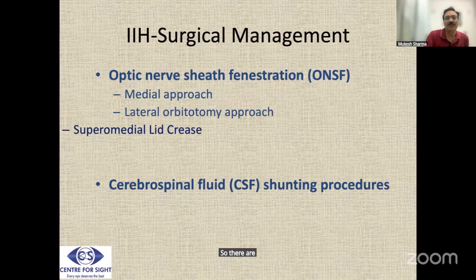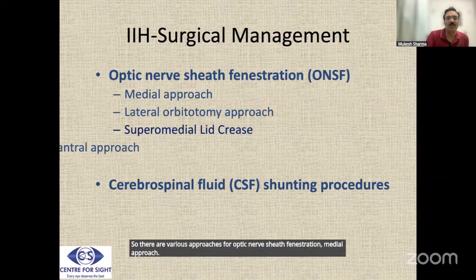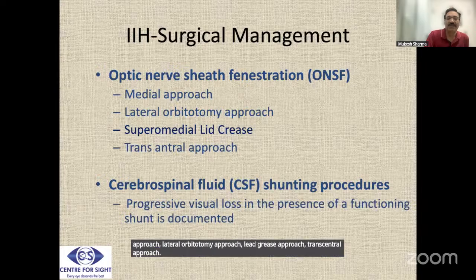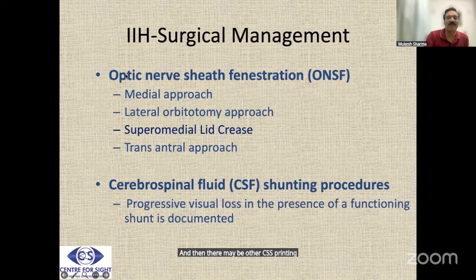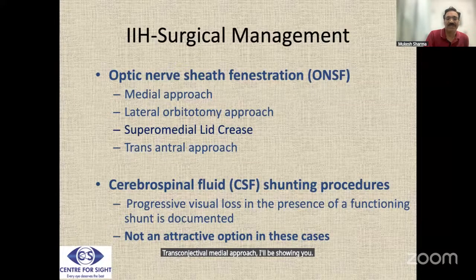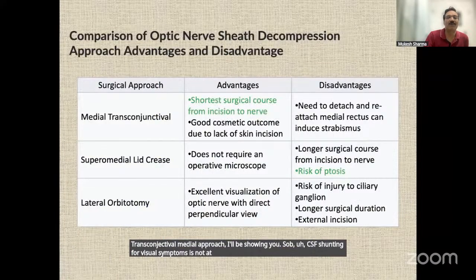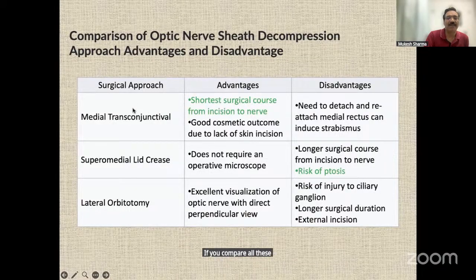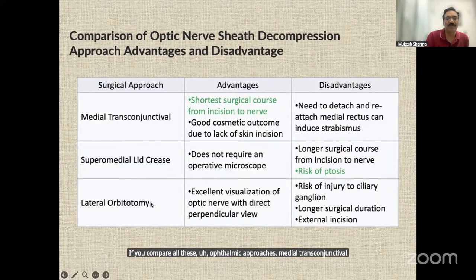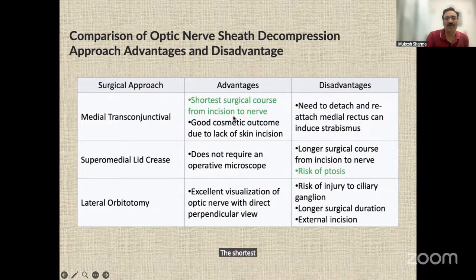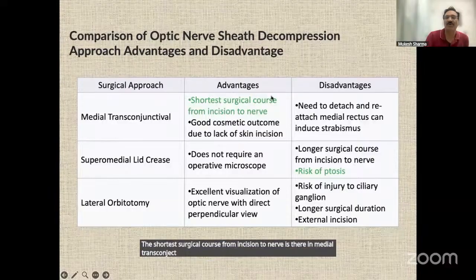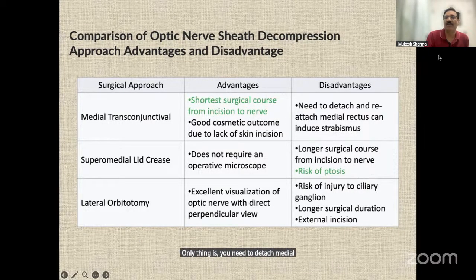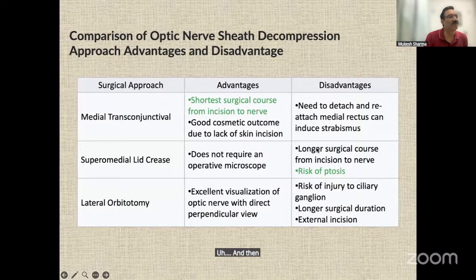So there are various approaches for optic nerve sheath fenestration: medial approach, lateral orbitotomy approach, lid crease approach, transantral approach, and then there may be other CSF shunting procedures. I always do medial approach, transconjunctival medial approach. I'll be showing you. So CSF shunting for visual symptoms is not at all an attractive proposition. If you compare all these approaches, medial transconjunctival, lid crease approach, or lateral orbitotomy approach, the shortest surgical course from incision to nerve is there in medial transconjunctival approach. Only thing is you need to detach medial rectus and then reinsert it. So sometimes it may be of some problem, but generally it's a fairly simple surgery.